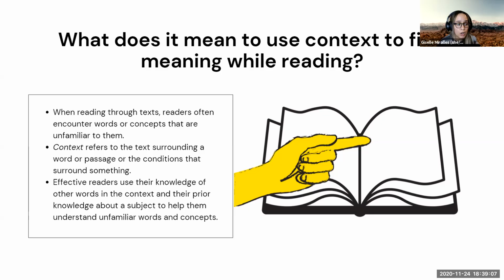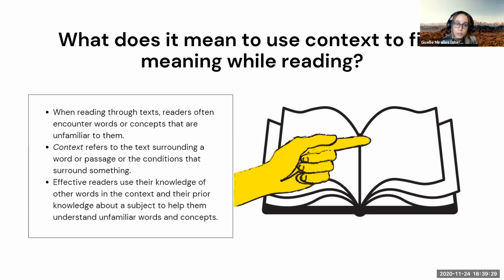So, context actually refers to the text surrounding a word or passage or the conditions that surround something. So, it could be the context a concept is in. So, if you know the context around a concept, that would be considered context. Or more specifically, it's a context of where the word exists.